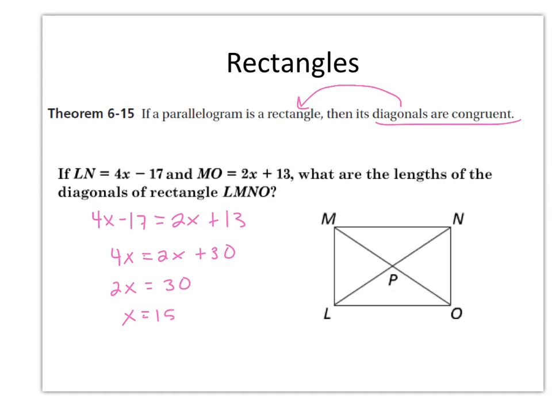Now, that's not what the length of both of them are. I need to substitute that back in. If I substitute that in for LN, we'll do 4 times 15, which is 60, and 60 minus 17 there is going to give us a length of 43. Now, I could plug this in also for my second one to find out what MO is, but we already know that if it's a parallelogram, then the diagonals are congruent, and if LN is 43, then MO also has to be 43. Okay?